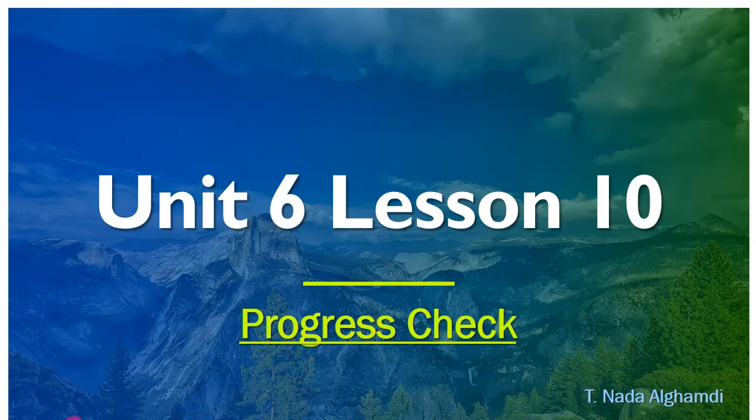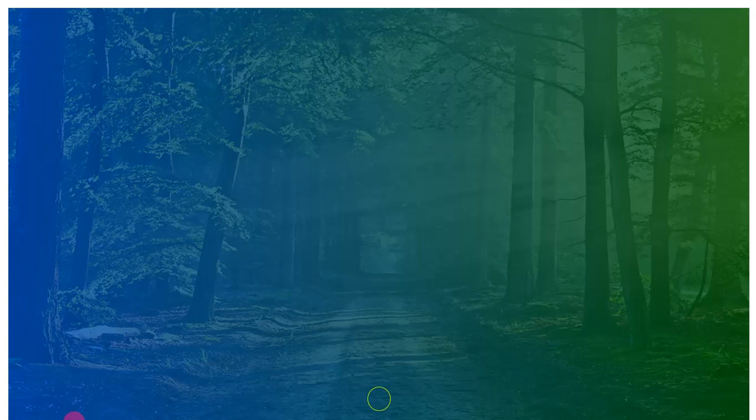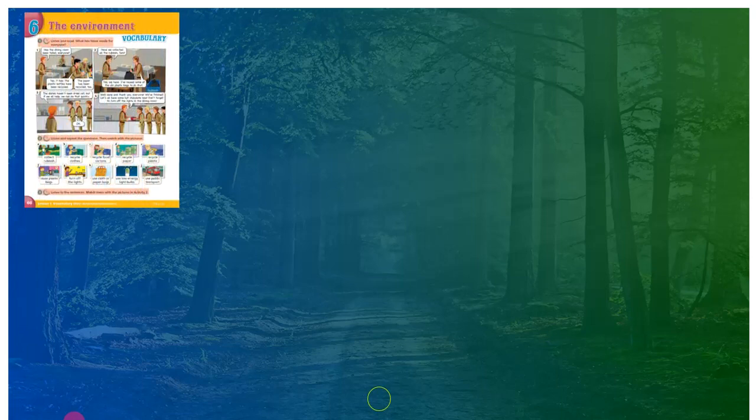The lesson for today is a revision lesson. The title is Progress Check. So we're going to go through the main lessons that we took in Unit 6. So, what were the main lessons that we took?